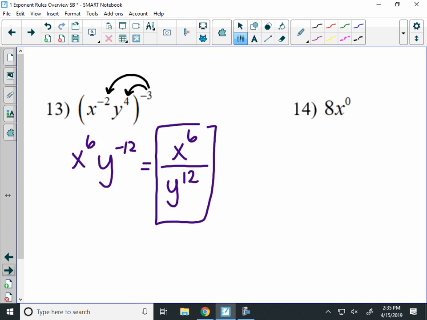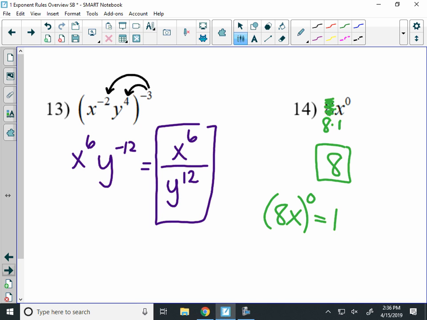All right, number 14. Don't go too fast here. Be careful. This is 8 times x to the 0. We know that anything to the 0 power is equal to 1. Well, that's just the x. So it's really 8 times 1, which equals 8. The whole quantity is not equal to 0. It doesn't say this. If we were in parentheses, then the whole fraction would equal 1. However, it's just the x that is raised to the 0 power. So that's 1 times the 8.